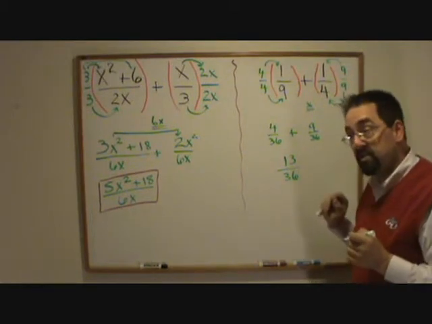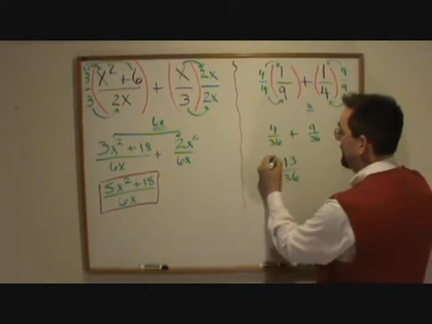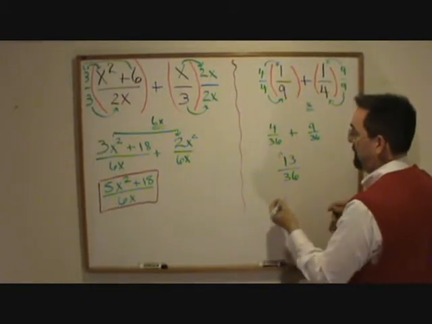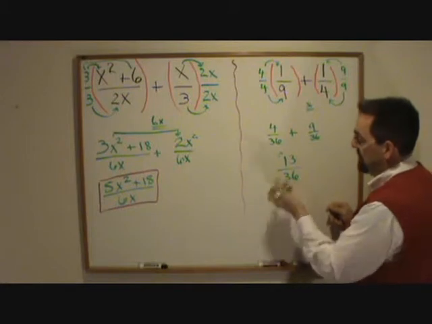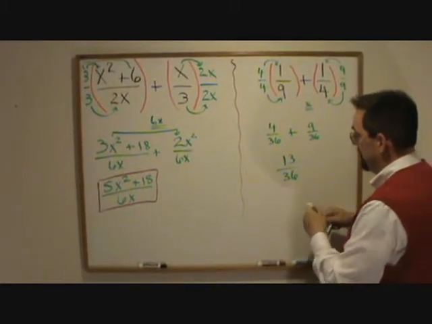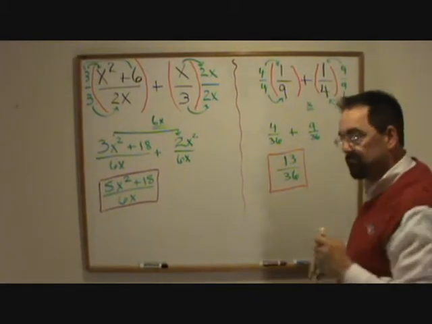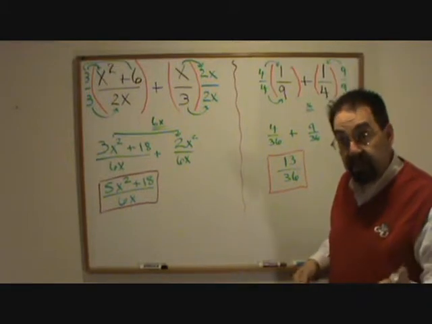Let's check and see if we can simplify. 13 is a prime number. 1 and 13 are the factors of 13. Neither one of those goes into 36. So our final answer here is 13 over 36. Well, that completes Lesson 8.